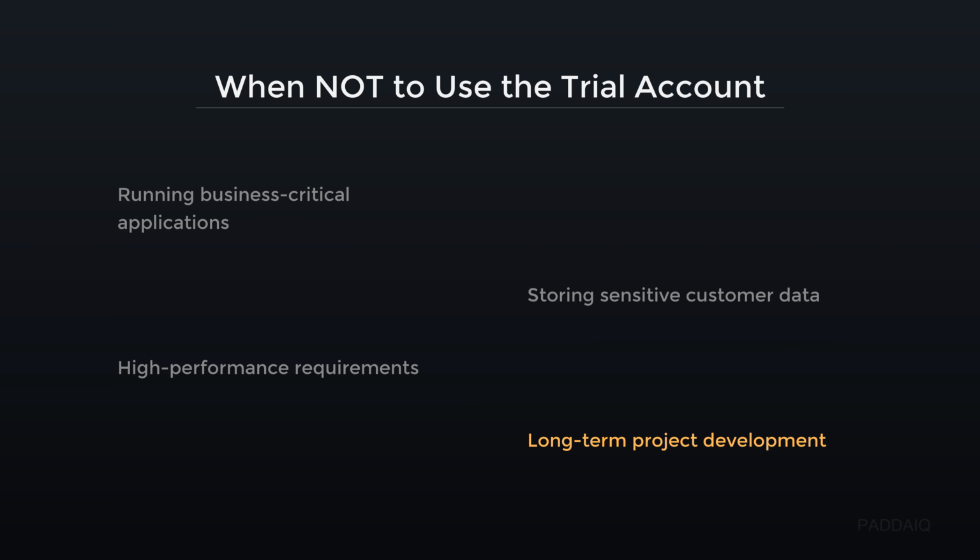Long-term project development. Trial accounts expire after 90 days and cannot be extended, making them unsuitable for projects lasting months. For instance, developing a full-scale procurement application would be risky as your work could be lost upon expiration. Therefore, always choose a paid subscription for any serious, ongoing development work.